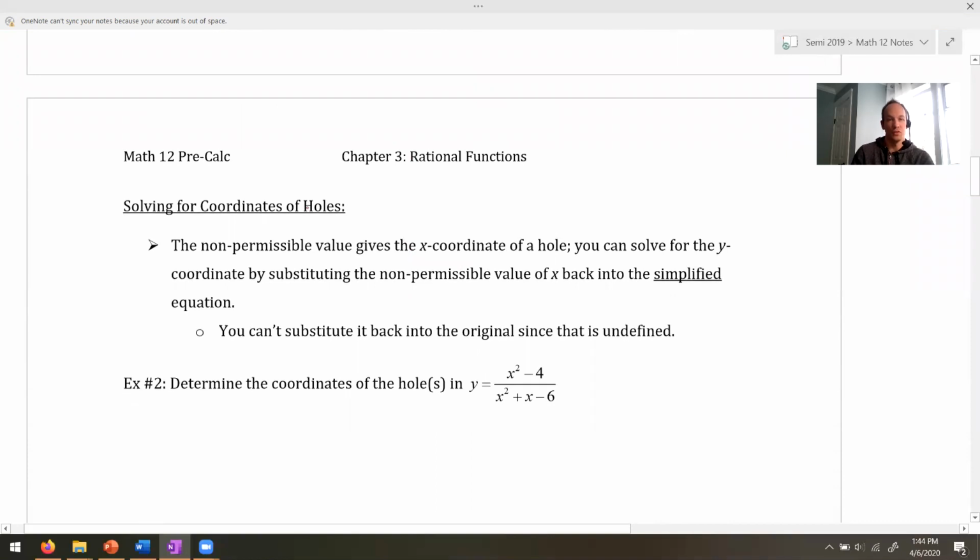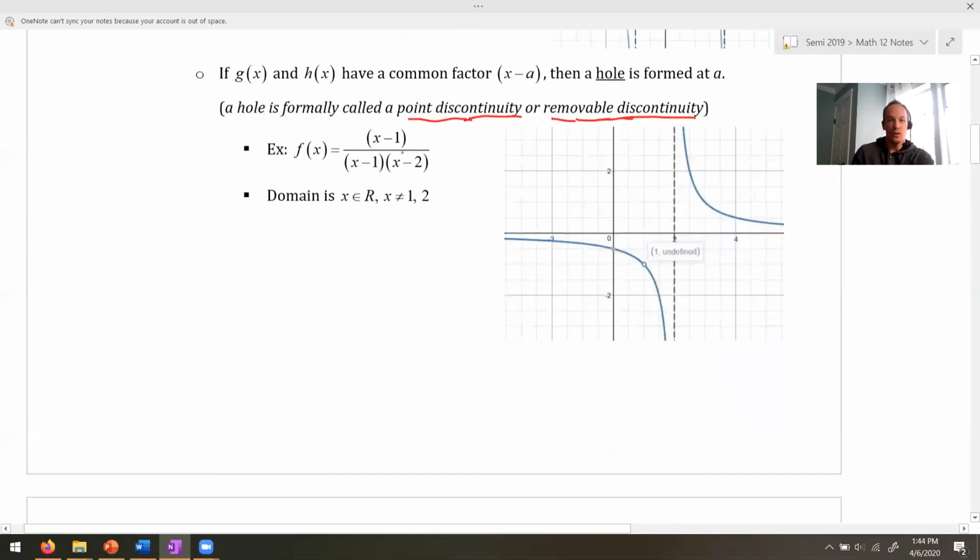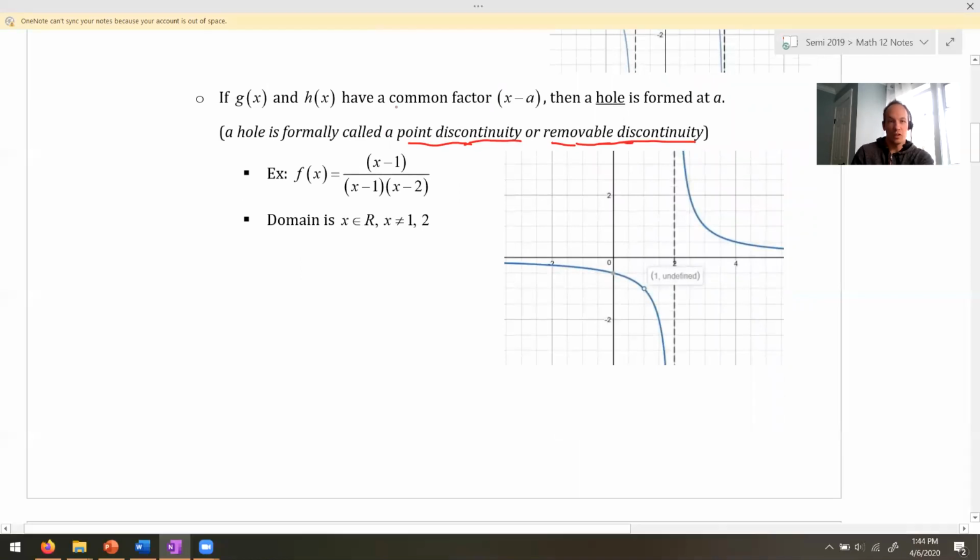Solving for the coordinates of a hole. So the non-permissible value always gives you the x coordinate of a hole, but you can't figure out the y coordinate without doing some math. You have to solve for the y coordinate by substituting the non-permissible value back into the simplified equation. So what this means here is, in our last example, if we knew that x equals 1 is the problem, we would substitute it back into the simplified equation. You'd have to cancel those out, and this would simplify down to this, and you'd substitute it back in, and you'd figure out that the y coordinate of the hole is whatever this is, which I guess is -1.